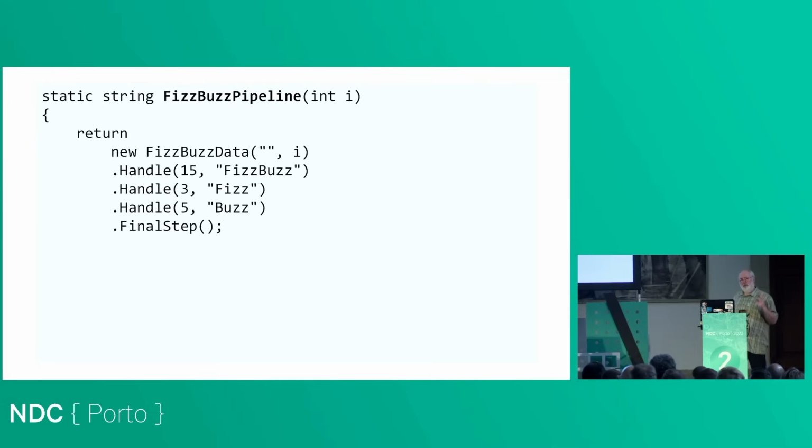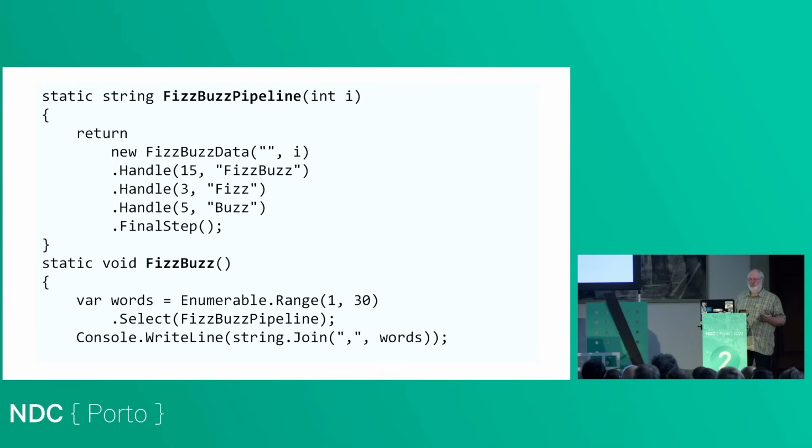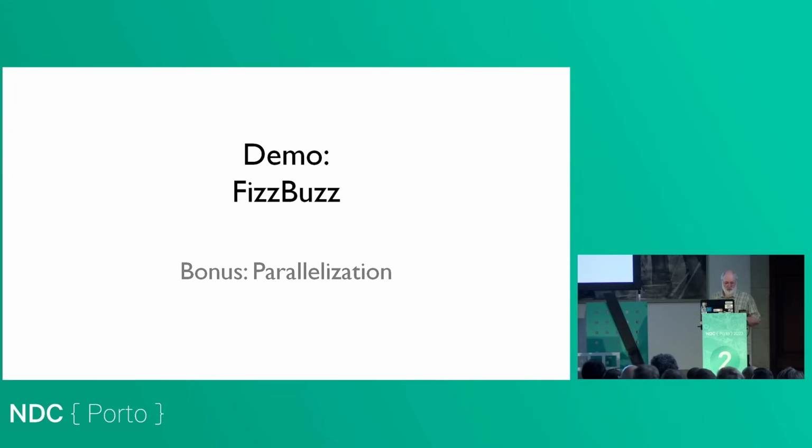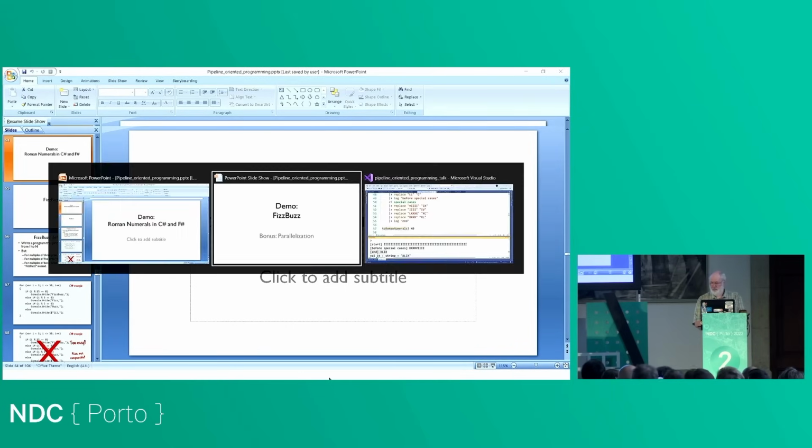Now, this is probably something you would not normally do unless you were thinking about pipelines. And then finally, I can actually do the 1 to 30. I can do that as a pipeline. Well, I'll start with enumerable and then do a select. I'm going to use LINQ. So there's a little mini pipeline in there as well, just for fun. So that's going to print it out. Right, so let me do a demo. And I'm also going to show you how I can do parallelization with the pipeline-oriented program, which is very nice.